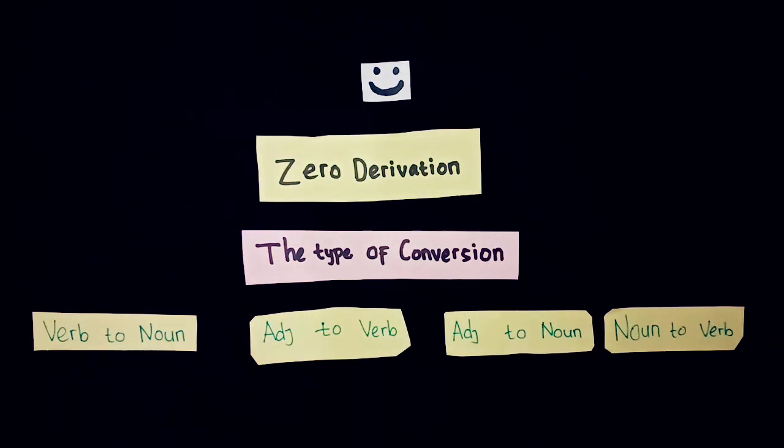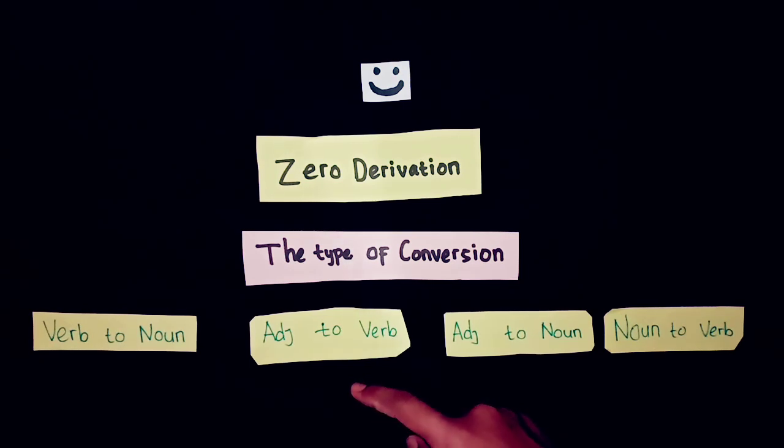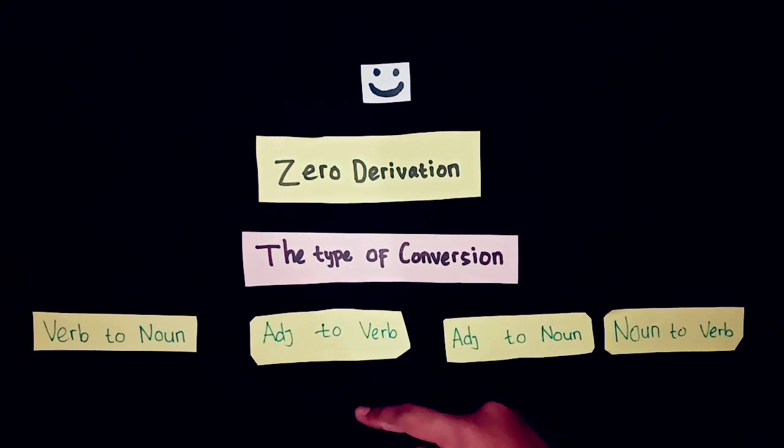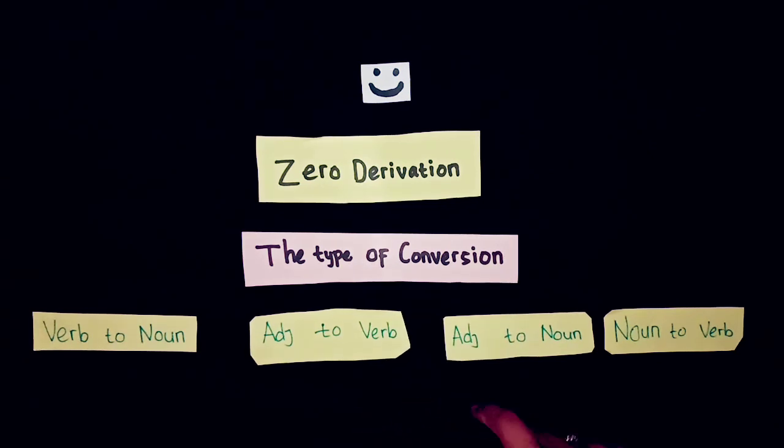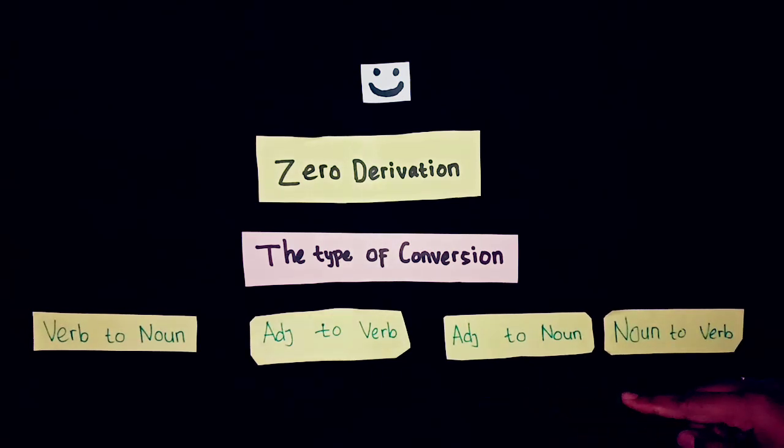So the example of verb to noun is to hit become a hit. And then adjective to verb is empty become to empty. And then adjective to noun, the example is a final game become a final. And then noun to verb, the example is the bite become to bite.